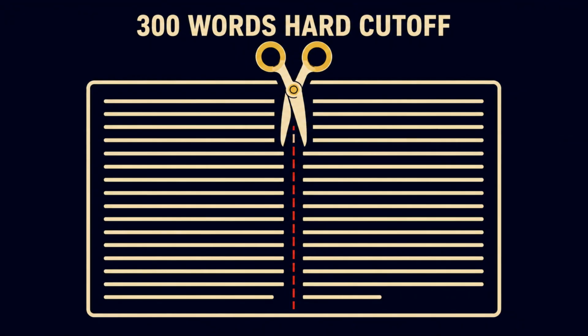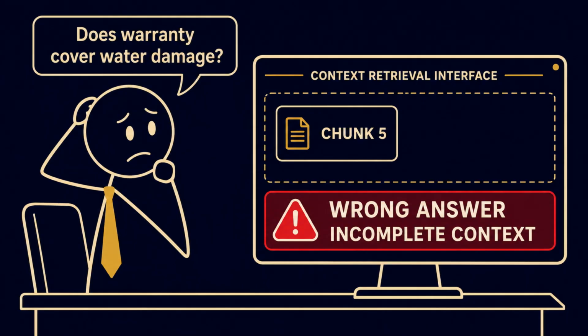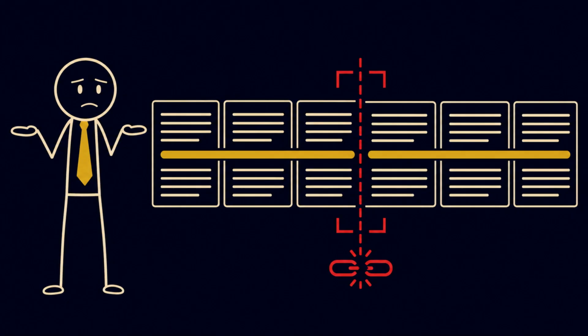Split every 300 words with a hard cut, and you might sever a sentence right at the boundary. Chunk 5 ends with "the warranty does not cover damage caused by." Chunk 6 starts with "water exposure or drops." Ask, does the warranty cover water damage? And if only chunk 5 gets retrieved, the answer looks completely wrong. Not because the info didn't exist, just bad timing on the cut.